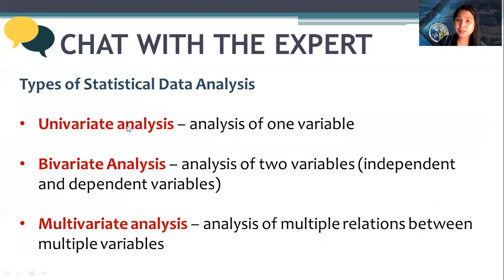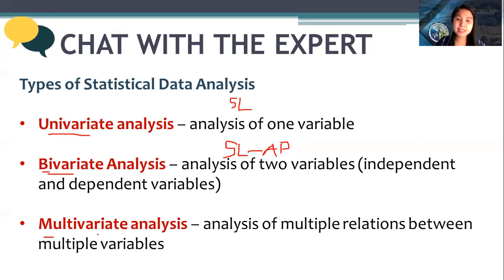Now, there are three types of data analysis. First is univariate analysis. It means we only have one variable. For example, we just say the stress levels of senior high school students. That's only one variable. So we say it's under the univariate analysis. In bivariate analysis, bi means two, so there are two variables. Example, stress levels and academic performance. One is the independent, the stress level, and the dependent is your academic performance.